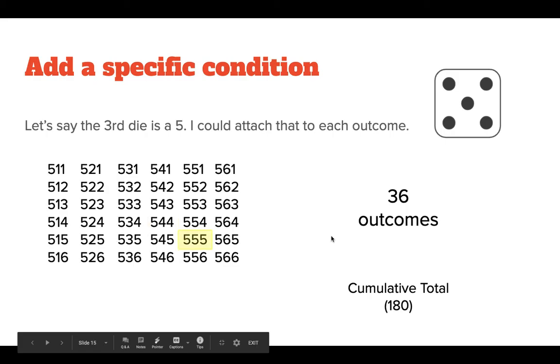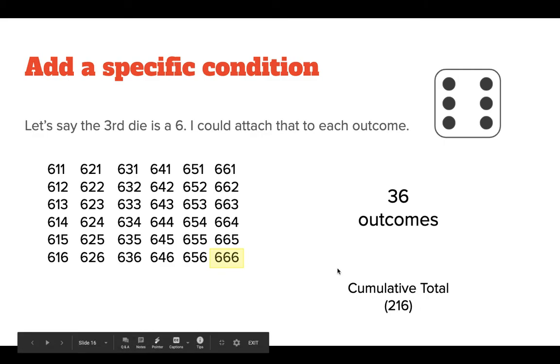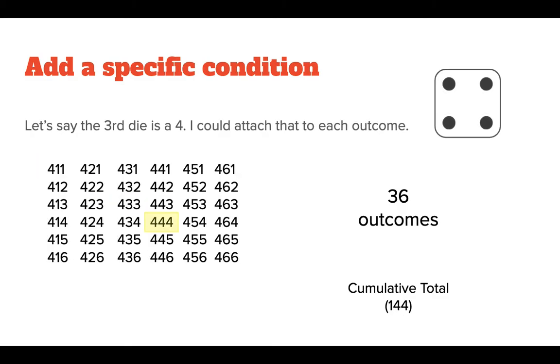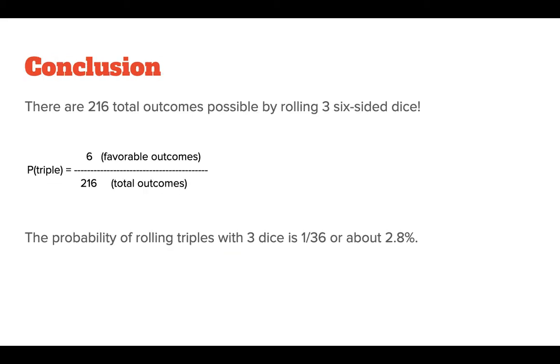If there was a 5 on that next roll, I added another 36 to the total. If there was a 6 on that last roll, then I added another 36 to my total. So if you look back at all of the different possibilities here, 36 for 6 different rolls, I end up with 216 as my cumulative total. So 6 were favorable. There were 6 triples that I could have got. There were 216 possible outcomes. By dividing those, I get 1 out of 36, or 2.8%.